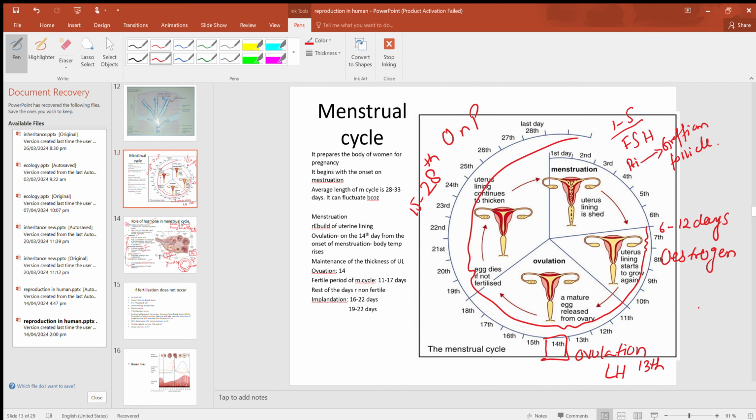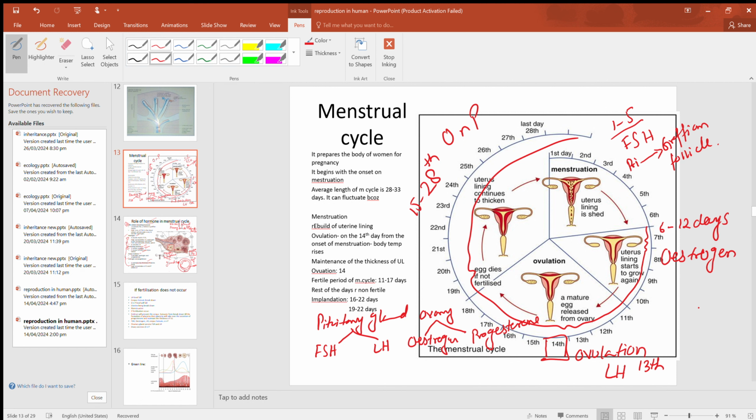Now just to remember it, which hormone secretes what? Pituitary gland secretes both the abbreviated forms of the hormone, FSH and LH. Ovary secretes both the full forms, estrogen and progesterone, because corpus luteum is also present in the ovary. Okay, so therefore the ovary secretes progesterone.